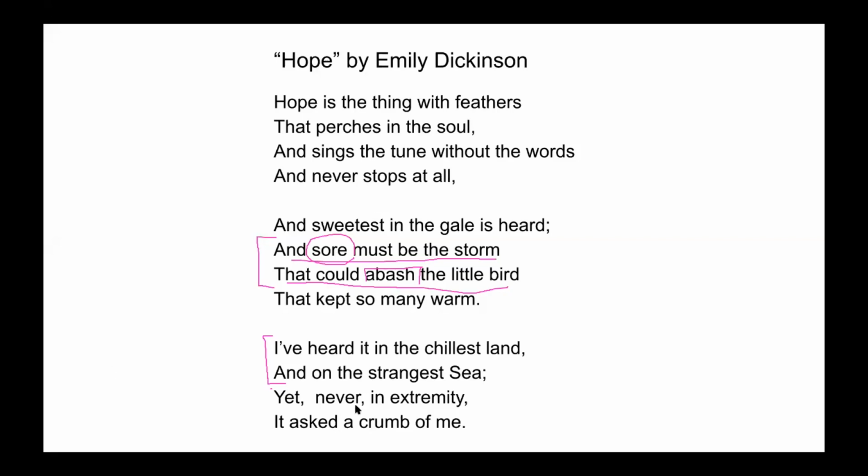Because right, it asked a crumb of me. And so the it here is referring to the bird, or otherwise as hope. And me, or a crumb of me, is kind of saying, oh, I never expected anything back from me, but it was always there for me, right?